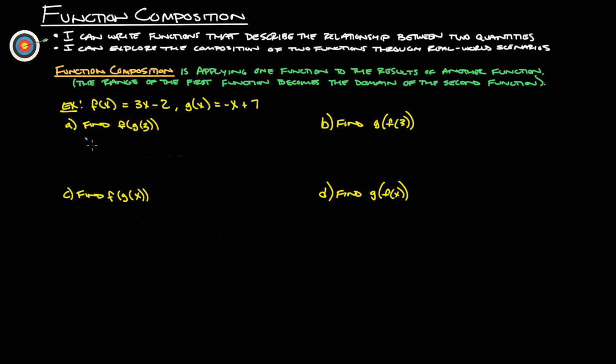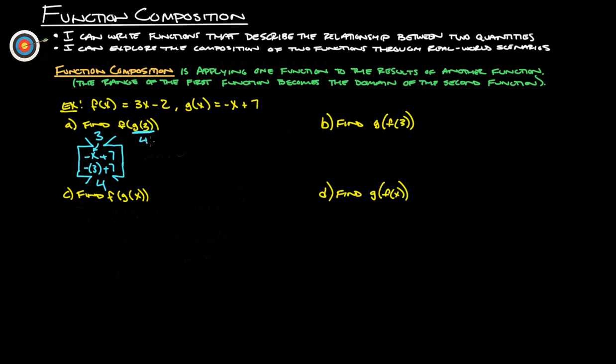Say, we're going to plug 3 into the g machine. And g is negative x plus 7. So this 3 goes in and always replaces all the x's, so that's really negative 3 plus 7, right? If you take negative 3 and add 7 to that, we get 4. So 4 comes out of the g of 3 machine, so g of 3 is really just 4.